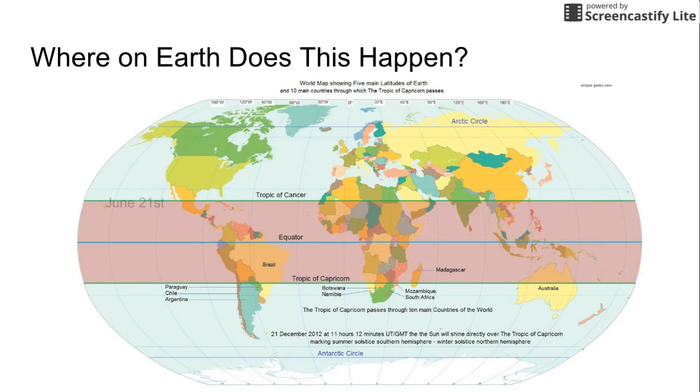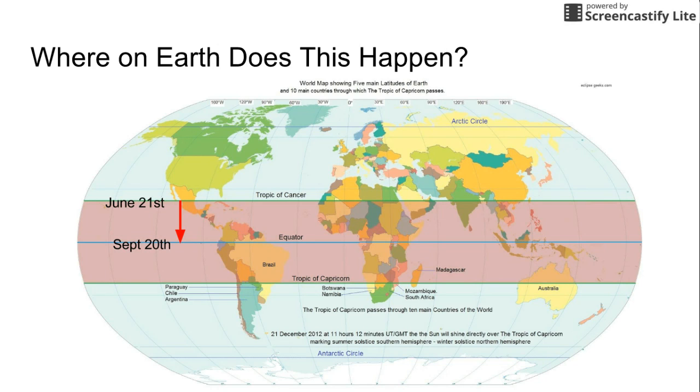So how does it move throughout the year? Well, on June 21st, it's the Northern Hemisphere's summer solstice. This is the longest day of the year for the Northern Hemisphere. And naturally, it would be in its northernmost position right here on the Tropic of Cancer. After June 21st, the overhead sun is going to take a path south until it hits the equator.